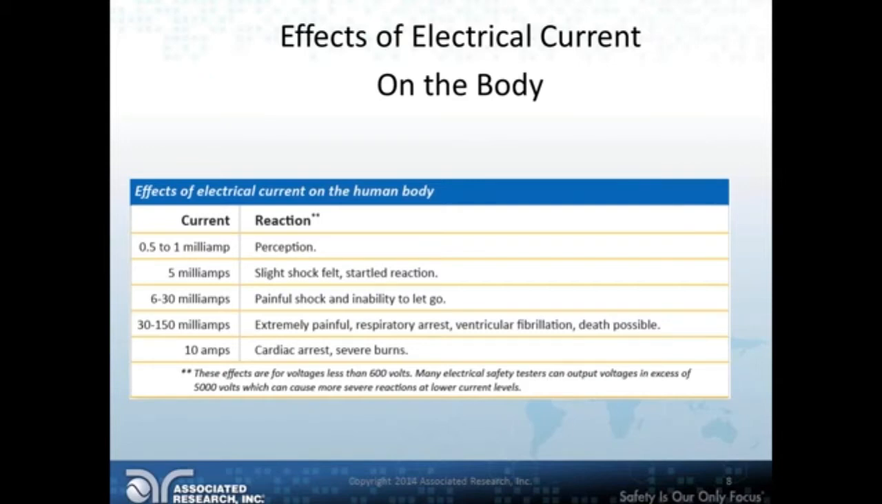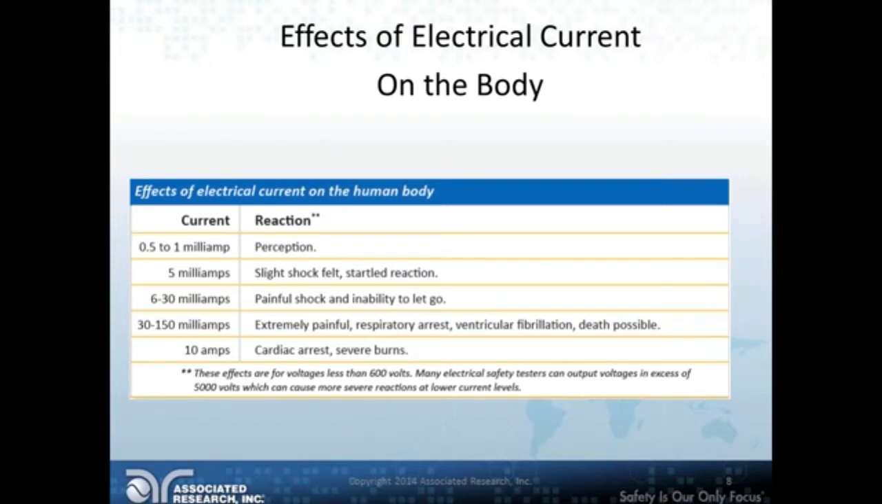When we jump up into the zone after this, this is when it can really get life-threatening. Now keep in mind, it can be life-threatening below this range. If you have somebody who's in a weakened physical state, has a pacemaker, had some kind of heart complications in the past, shocks below 30 milliamps can be fatal. So I'm not saying they're not. But in the 30 to 150 milliamp range, this is extremely painful electrical shock. This is when you can go into a ventricular fibrillation, respiratory arrest, and death is possible in this range.